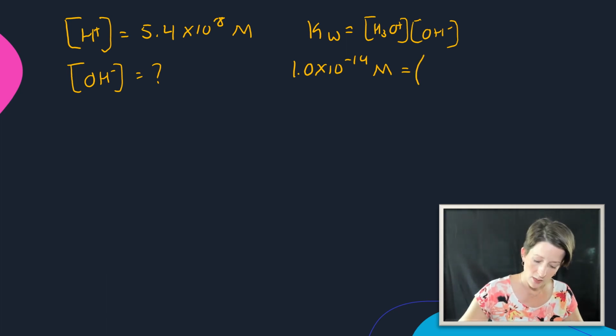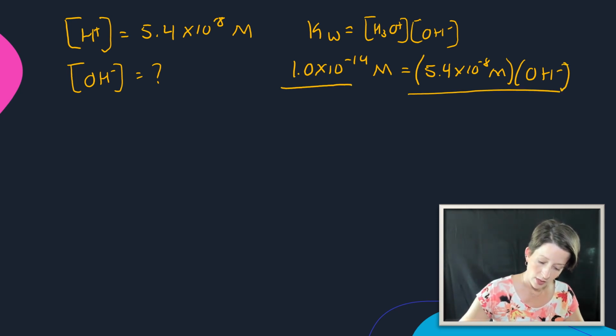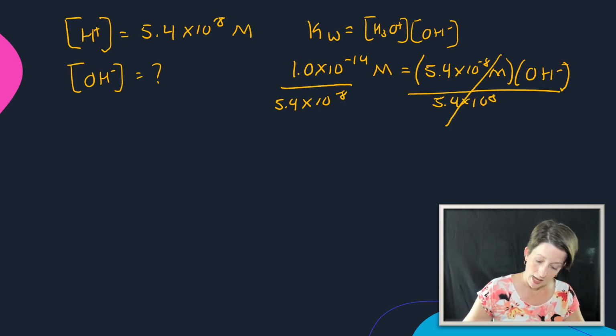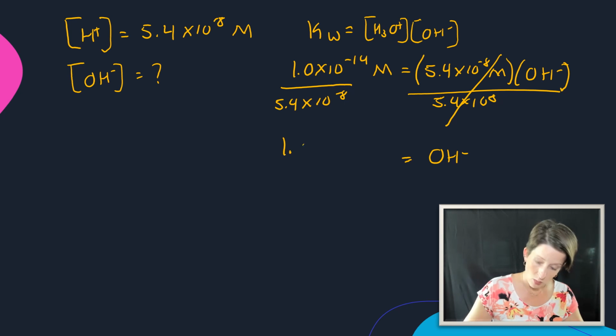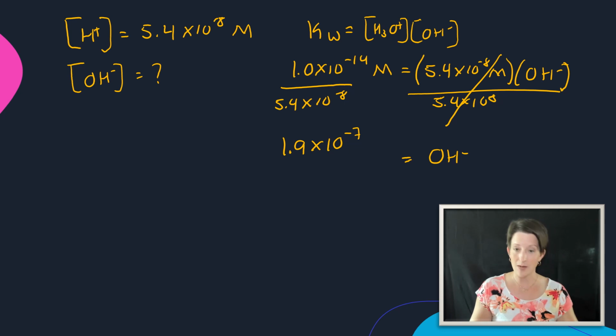Since we know our hydronium ion concentration to be 5.4 times 10 to the negative 8, we can then find our hydroxide ion concentration. So we're going to divide by that 5.4 times 10 to the negative 8, and that's going to isolate that hydroxide ion. So when you put this into your calculator, the answer is going to come out as 1.9 times 10 to the negative 7.